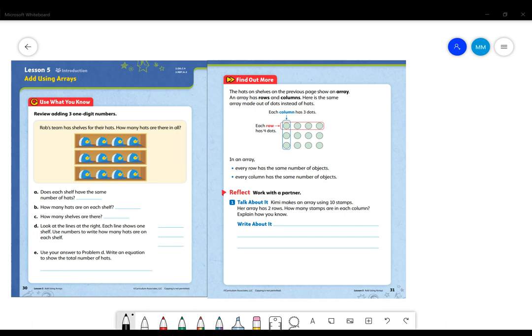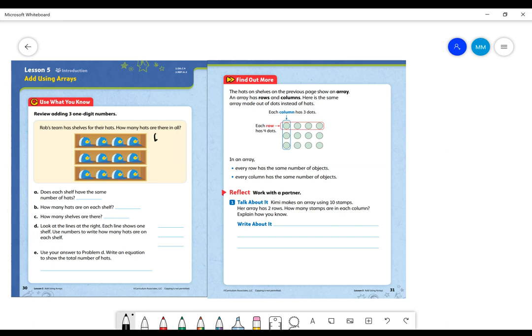It says add using arrays. Review adding three one-digit numbers. Rob's team has shelves for their hats. How many hats are there in all? It says, does each shelf have the same number of hats? So on the top shelf, we have four. On the middle shelf, we have four. And on the bottom shelf, we have four. So do they all have the same number on each shelf? Yes.